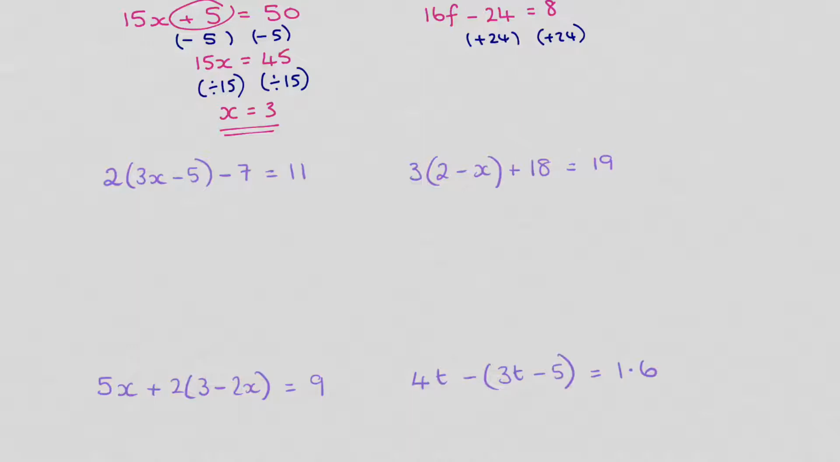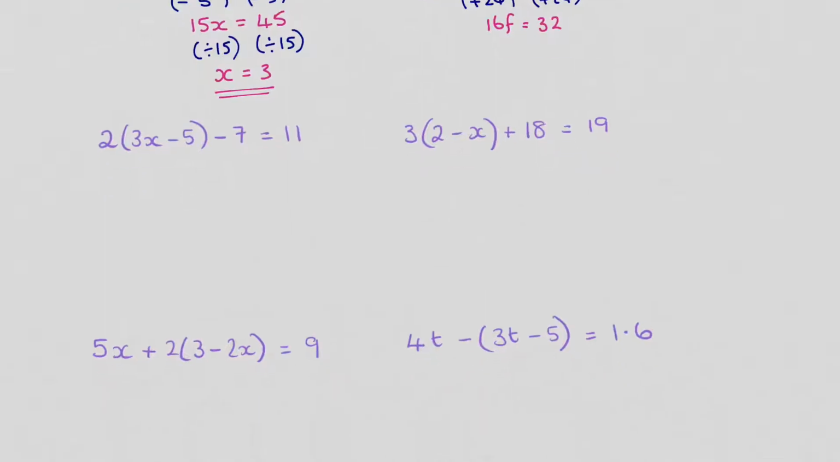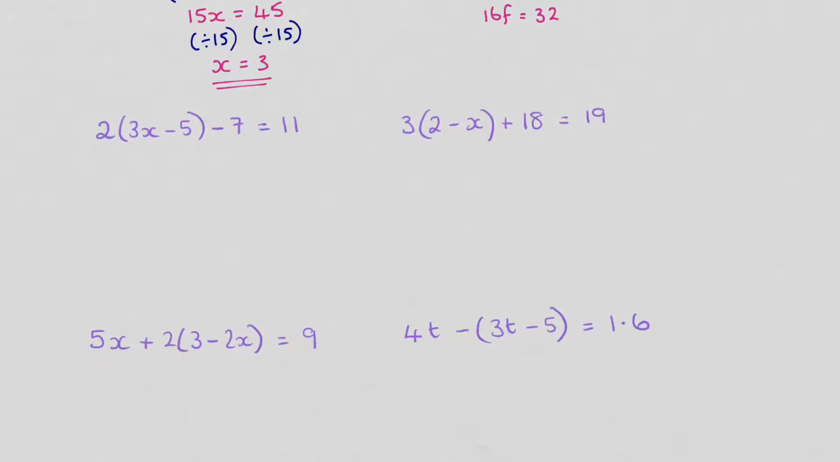And once we remove the 24, we've got 16f on the left-hand side, and then add 24 on the right-hand side makes 32. So again, now we've got a new equation, and it doesn't matter what went before it. So 16f, that means f times 16, so we need to divide by 16. So that gives us f equals 2.